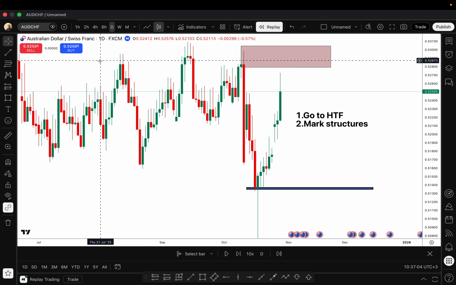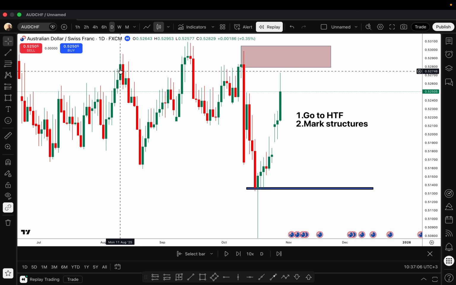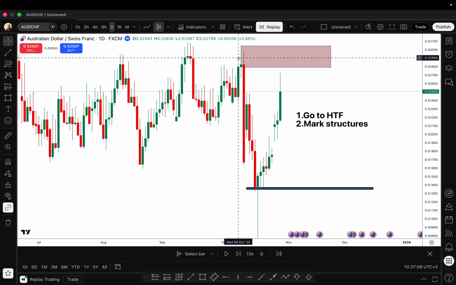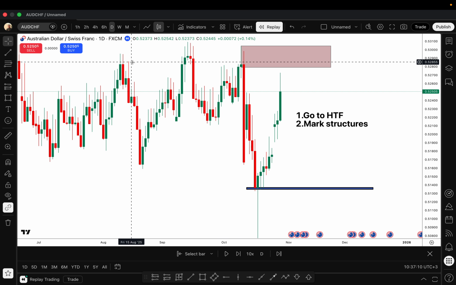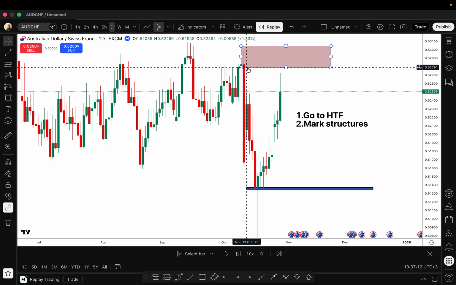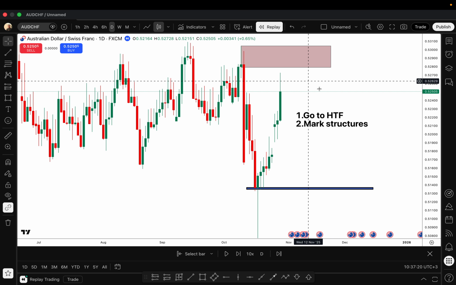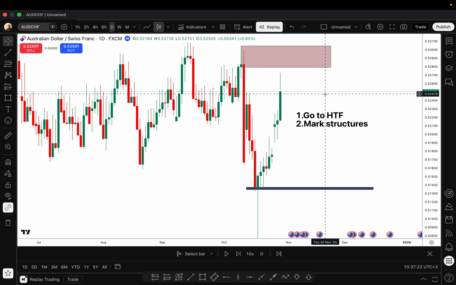Someone can also argue that this is resistance. It is okay because you can see price taps, drops, taps, drops, taps, drops. So this is also a strong area of resistance. However, I can see a clear supply zone to mark, so I want to be marking that. But even if you wanted to mark resistance, it is still fine. You can do that.